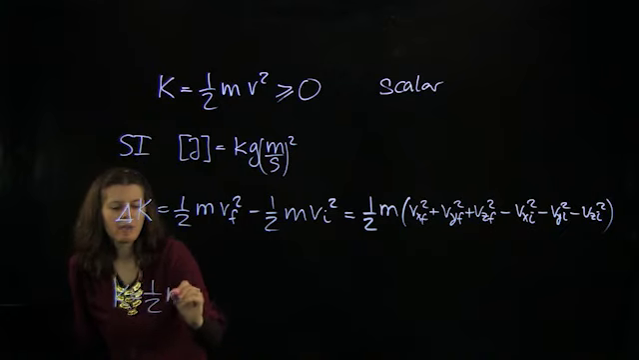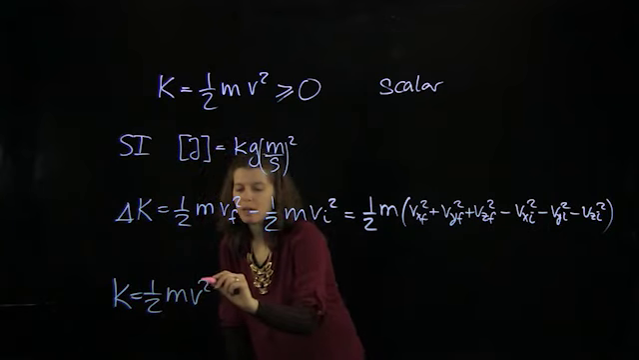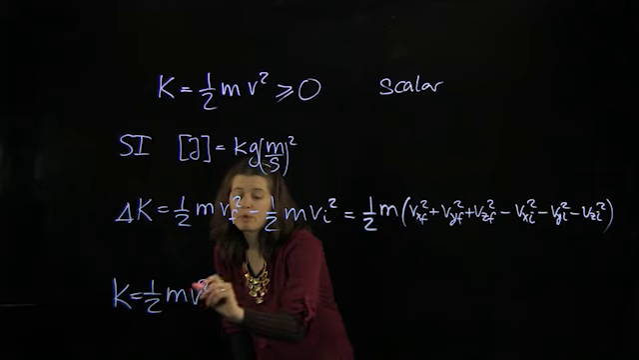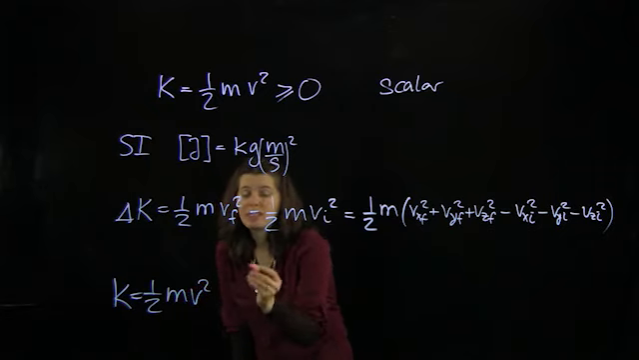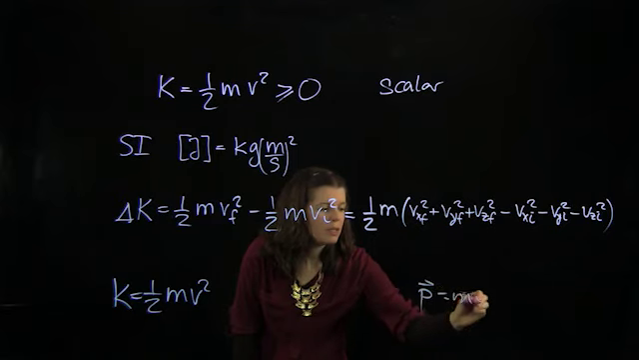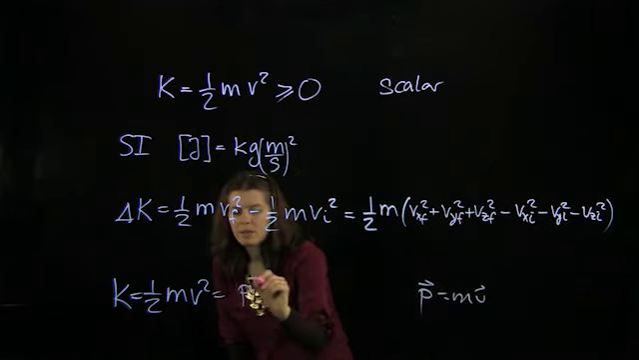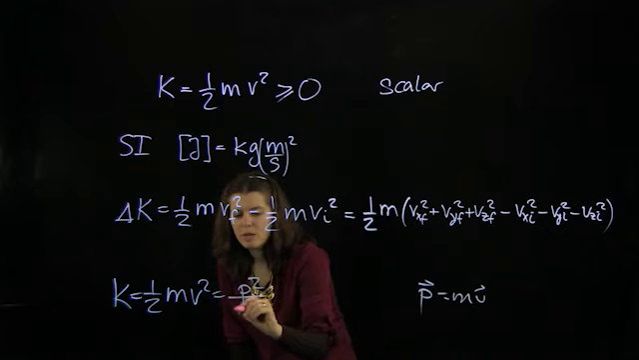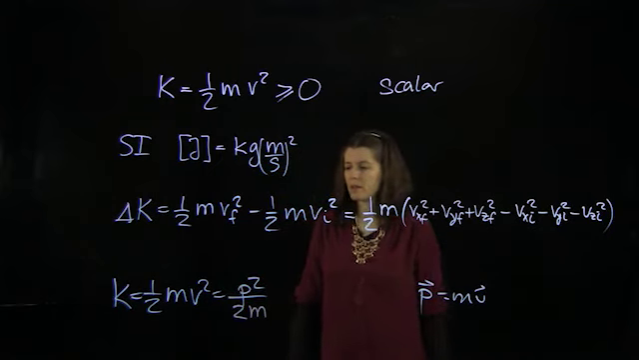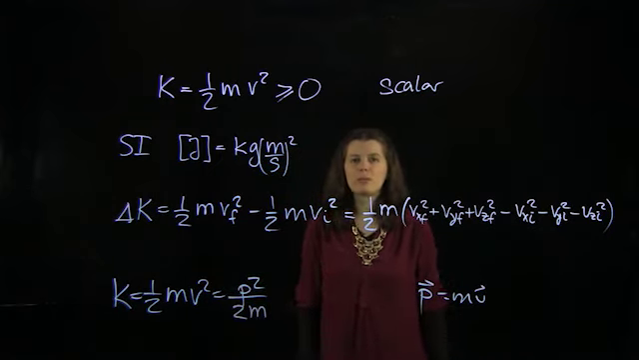K equals 1/2 mv squared. If we multiply this by m upstairs and downstairs, we're going to have m squared v squared over m, and that's actually p squared. Remember, p equals mv. And so we're going to get that this actually can be expressed as p squared over 2m. And so that is the kinetic energy expressed in terms of the momentum of a particle.